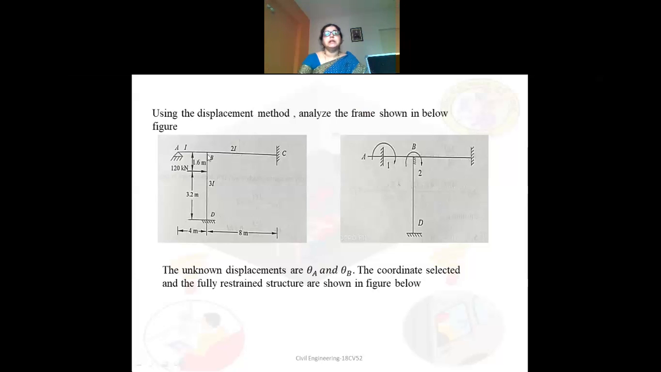And in the span BD, that is on the vertical member, there is a point load of 120 kilonewton, which is not acting at the center. It is at a distance of 1.6 meter from support B and 3.2 meter from support D.